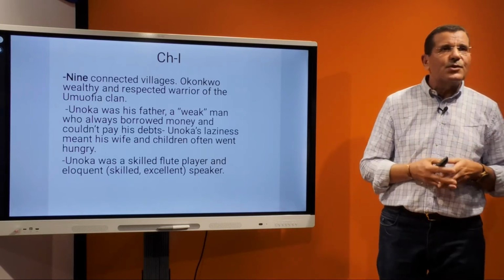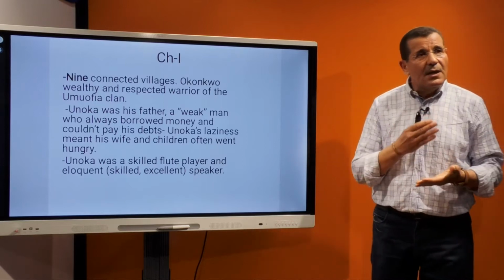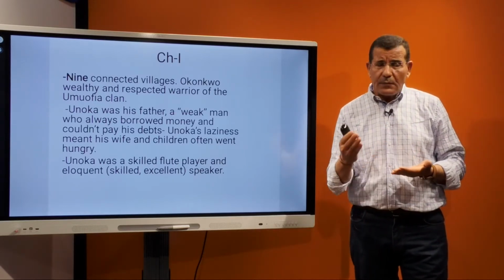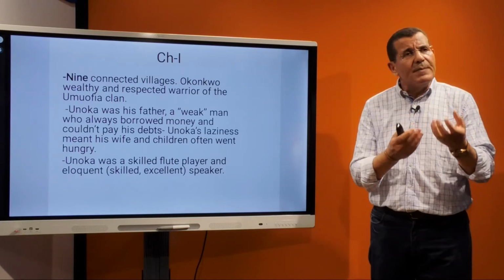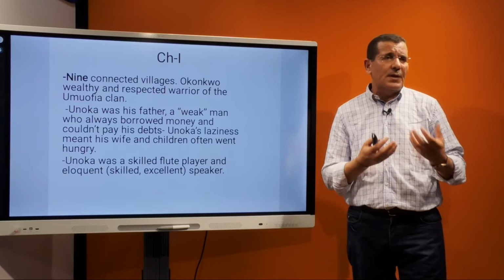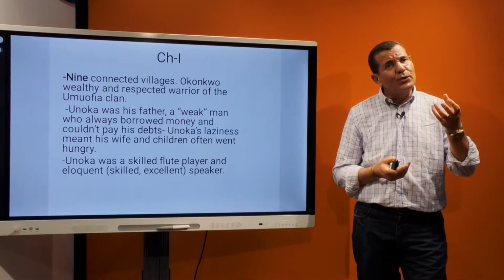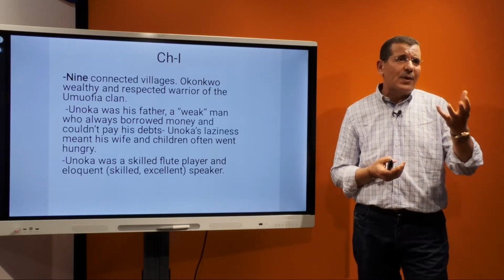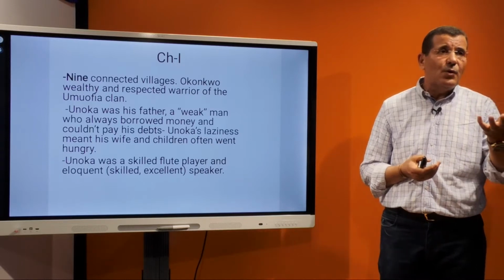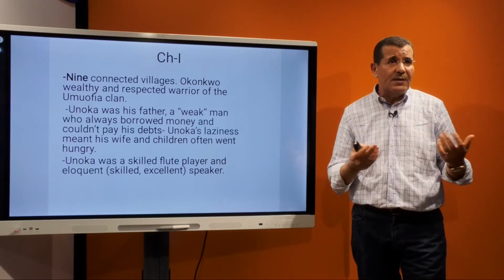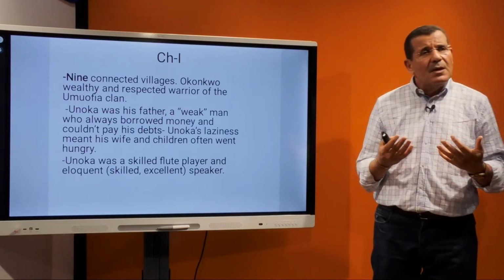But Okonkwo here, as a major character, is a wealthy, respected warrior of the Umuofian clan. And Unoka is his father. Unlike his father, who is weak, Okonkwo is a man of wealth, richness, and titles. The opposite is his father, Unoka. And Unoka reminds me of the word eunuch, someone who is castrated, unable, and he is represented in our novel also as a weak man who always borrows money and couldn't pay his debts, and he's lazy and having children, but going hungry.